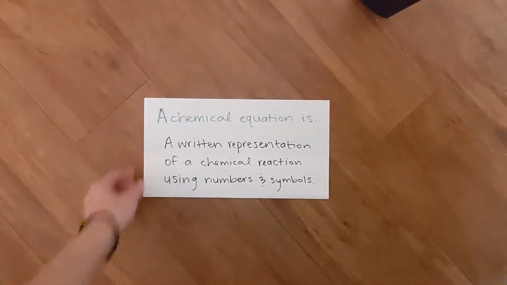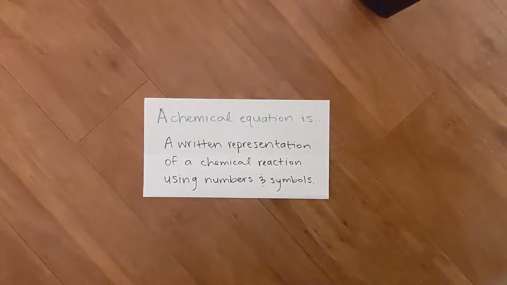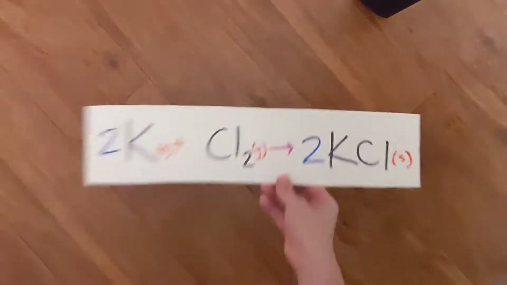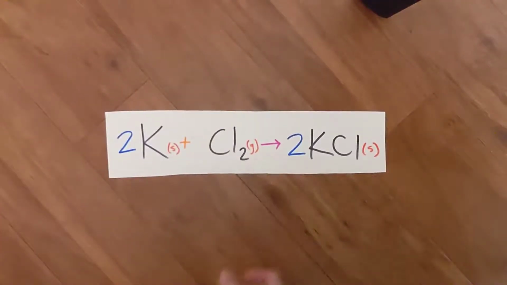But what is a chemical equation? A chemical equation is a written representation of a chemical reaction using numbers and symbols. So let's look at a couple of examples. Example number 1. Here I have 2K, and there's a little S after it, plus Cl2 with a G after it. Arrow 2KCl, and then another S after it. So what does all of this mean?